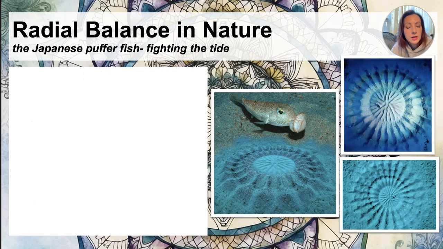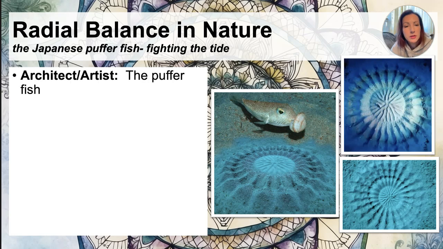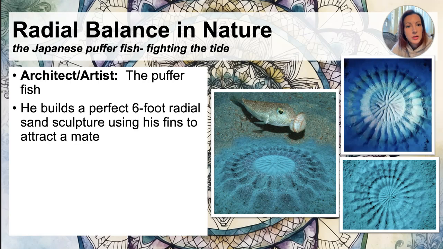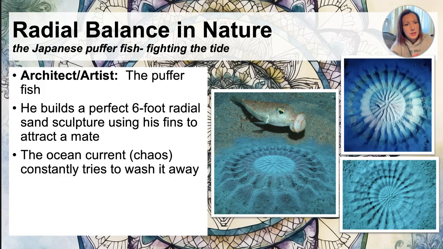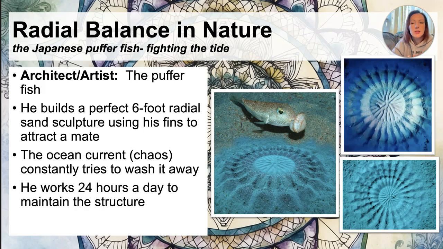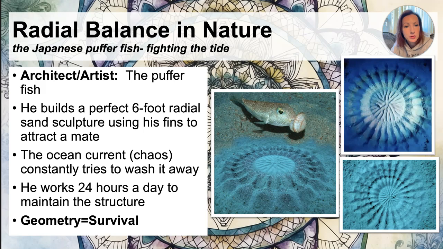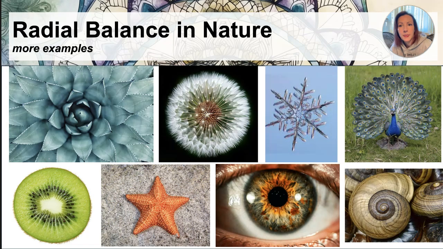So radial balance is found all over nature, and one of the cutest examples I've found is the Japanese pufferfish. On the ocean floor, he builds this 6-foot radial sand sculpture using his fins to attract a mate. And while he's doing this, he's battling against the chaos of the ocean, ruining his sculpture, washing away the sand. So he's in this battle, working 24 hours a day to maintain this structure so he can find a mate. So for him, radial balance isn't just about creating order and evenness. It's about survival, because if he doesn't keep this structure long enough to find a mate, then he will no longer survive.